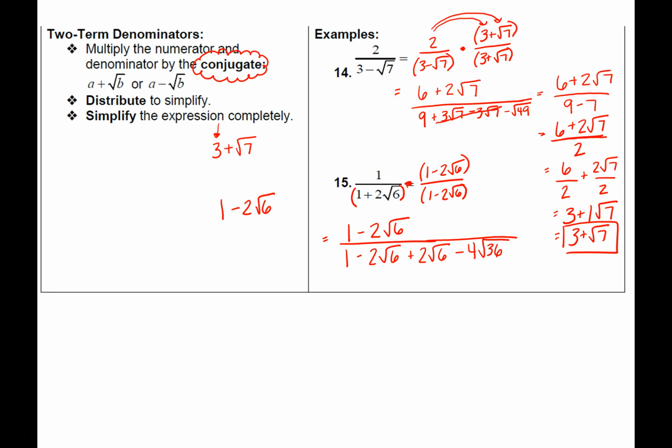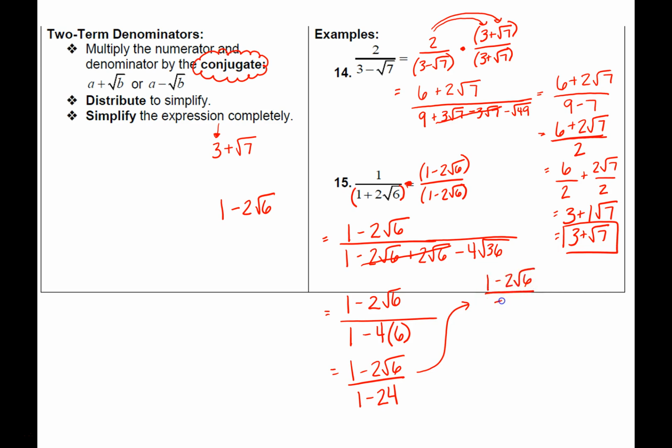So now let's do our simplifying. Our middle two terms, notice they cancel out. Negative 2 plus 2 is 0. Then I have in my denominator 1 minus 4 times the square root of 36 is 6. I'm also going to go ahead and bring my numerator along for the ride. Okay, so I've got 1 minus 2 square roots of 6 over 1 minus 24. So then I have 1 minus 2 square roots of 6 over negative 23. So that's my final answer.